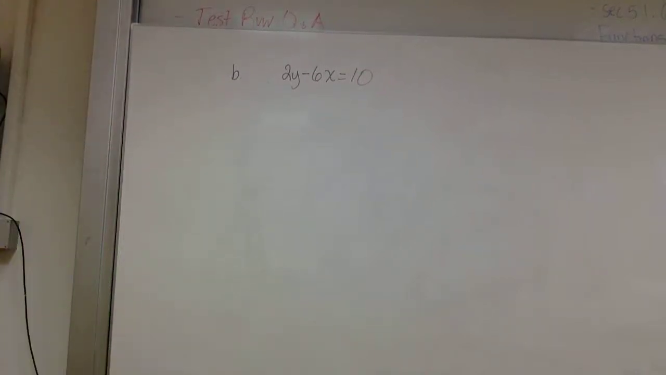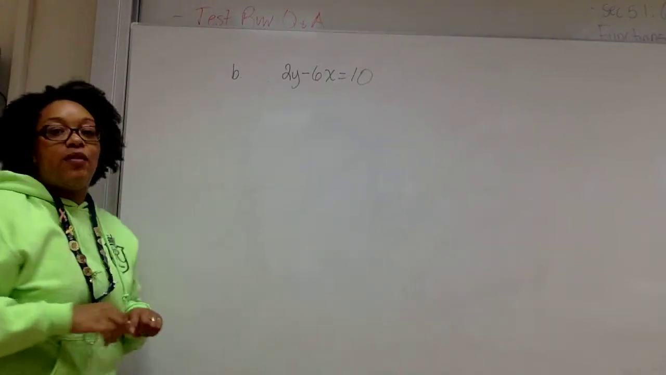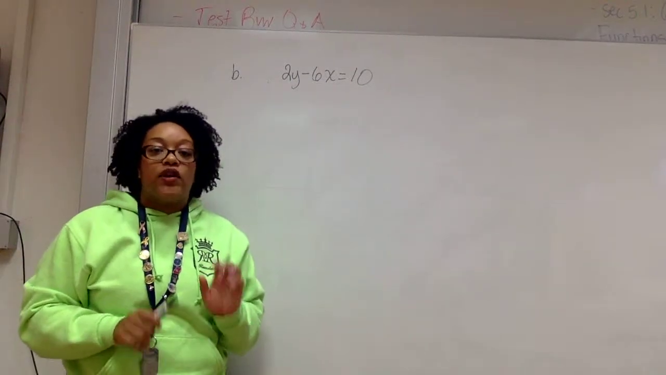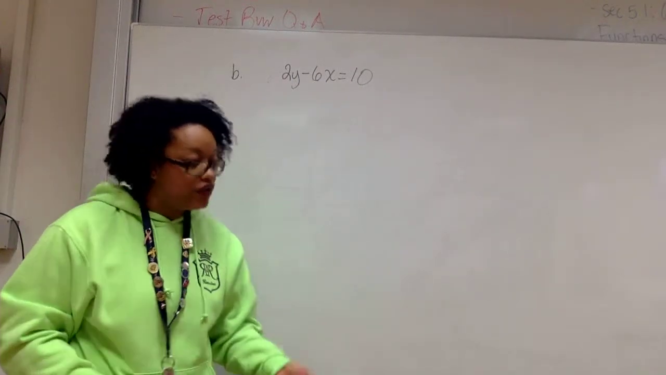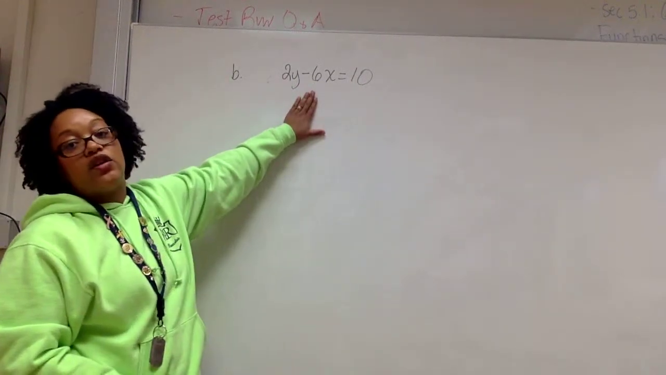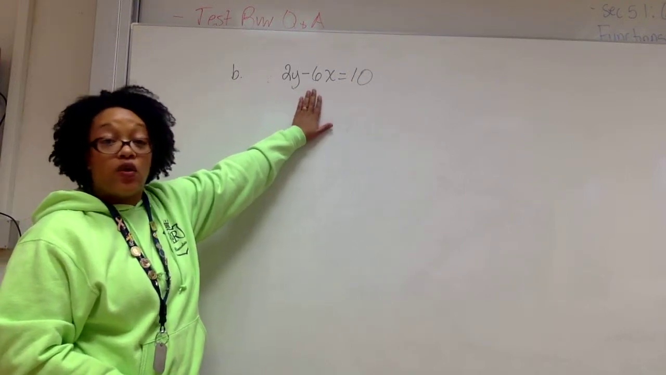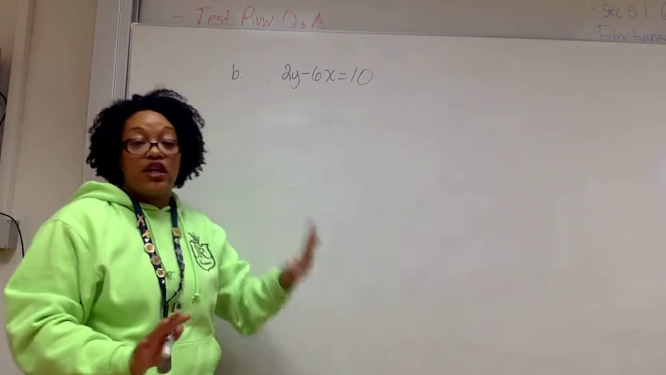So we're going to try this again. We're going to go through our steps. This time we've got a different equation. For letter B, if you turn to your notes, this is the equation we're going to try to graph for letter B. We still need to go through the same steps.